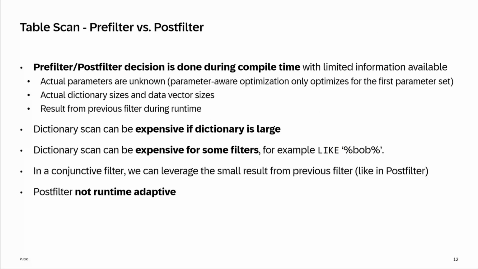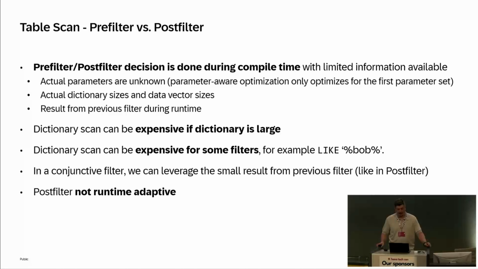So this pre-filter, post-filter decision is done during compile time, as I said. During compile time, we have limited information available. The actual parameters are unknown. We have something called parameter-aware optimization, but it only optimizes for the first parameter set. So if during a later execution of the same cached plan, we have a different parameter set, it might have different intermediate result sizes, for instance.